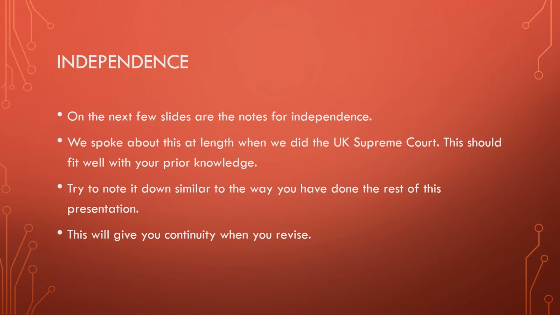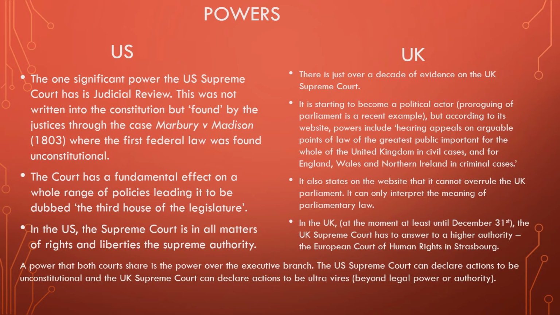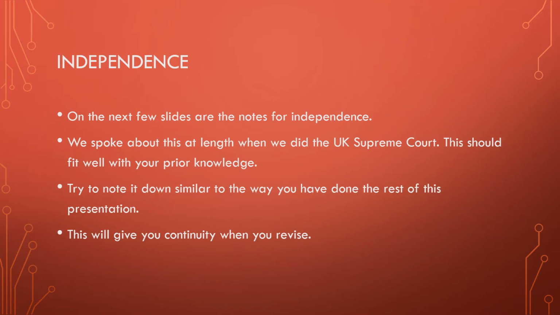So when you look at the PowerPoint on the system, the next few slides after this will be notes about independence. We spoke about judicial independence and judicial neutrality with the UK Supreme Court at length, and this should fit well with your prior knowledge. Now you need to look at whether the US Supreme Court is independent and neutral, and you need to compare that with the UK. So try and note these things down the way you've done the rest of this presentation. I would suggest having a piece of paper that's split half and half, US, UK, something like that, but do it the same way so you've got continuity when you revise.